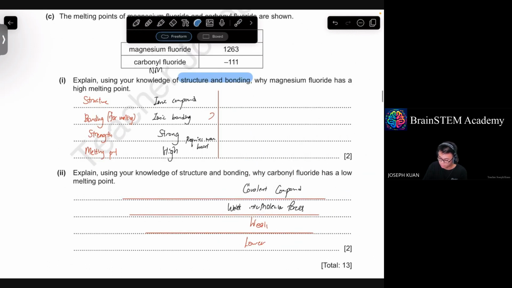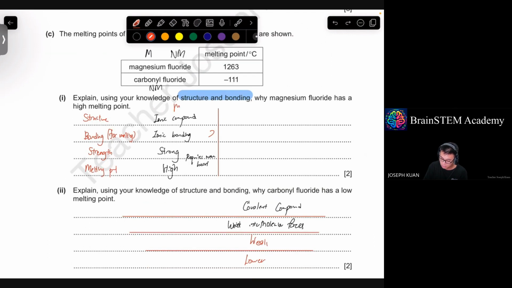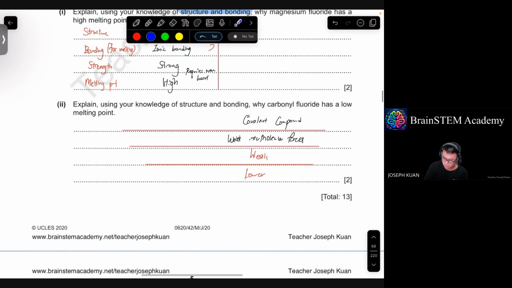Okay, so how do we write 2 marks? By saying that ionic bonding exists in magnesium fluoride where it is strong in nature and requires more heat to break the force of attraction, hence the melting point is high. And then on the other hand, we can talk about carbonyl fluoride. It has weak intermolecular forces of attraction, which requires less heat to overcome, hence the melting point is lower. All right.